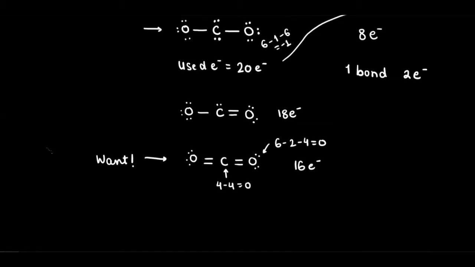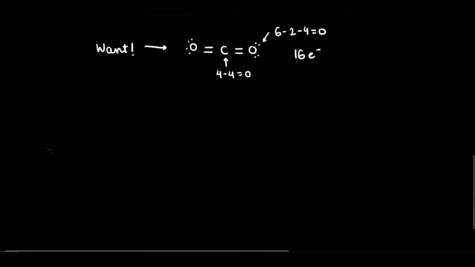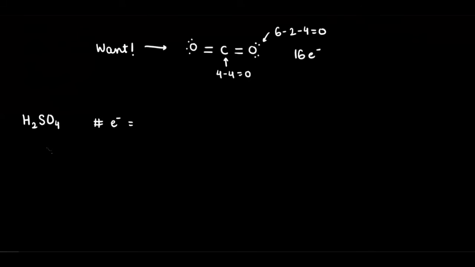Now let's do one more. Let's do sulfuric acid. So what is the molecular formula? It is H2SO4. The number of valence electrons would be 2 times 1 for the hydrogen, plus 6 for sulfur, plus 4 times 6 for oxygen, and this comes out to be 32 electrons.